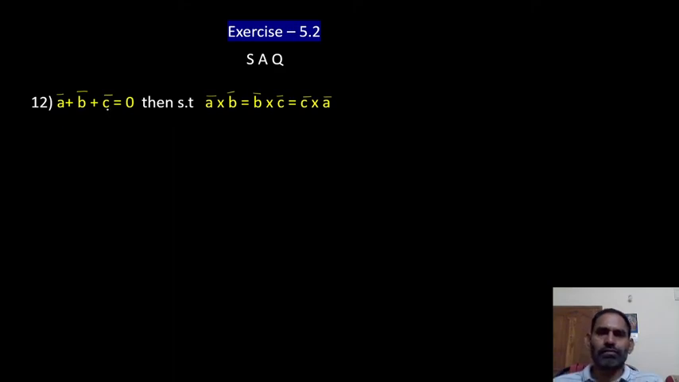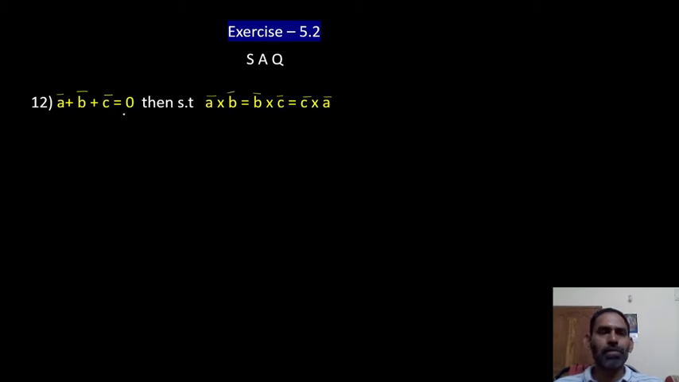Hello students, in this class we are going to discuss exercise 5.2 short answers, question numbers 12, 14, 15 and 16. This is the vector product. Question number 12, actually in the last class we have completed up to question number 10 in exercise 5.2. Now this is again the same 5.2 but short answer questions. We are starting with question number 12.